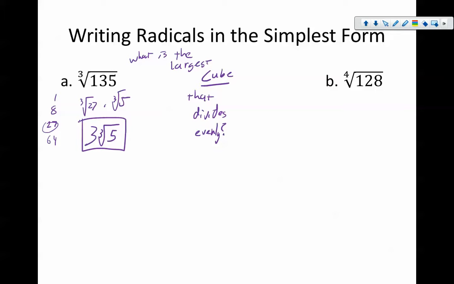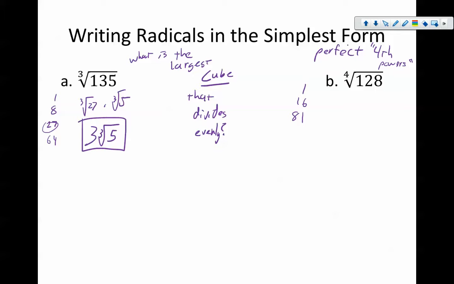So notice it's the same idea. I'm splitting it up. But instead of perfect squares, I'm doing perfect cubes because this is a cube root. That means that for number B here, we're going to have to do perfect fourth powers. So again, if you don't have a list of perfect fourth powers next to you, we might be able to help you out. I got, let's see, 1, 16, and 3 is 81. We're already getting maybe a little too big, so let's hope 16 divides.